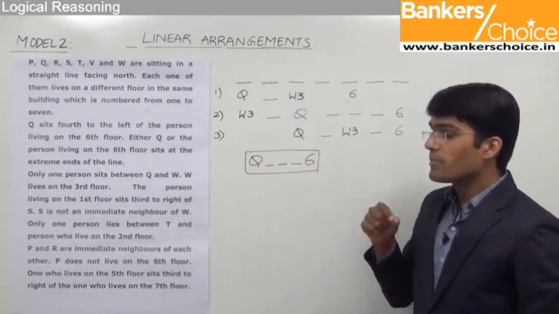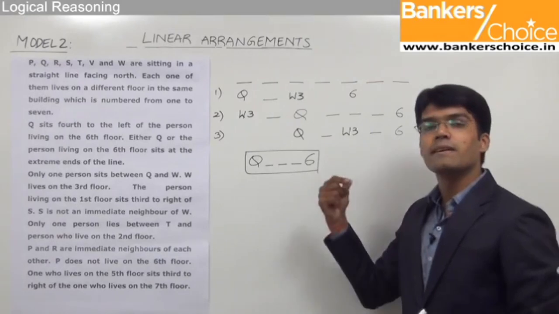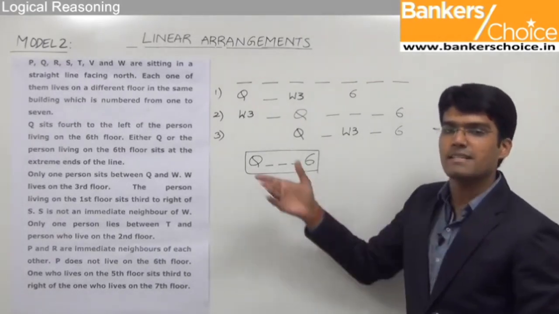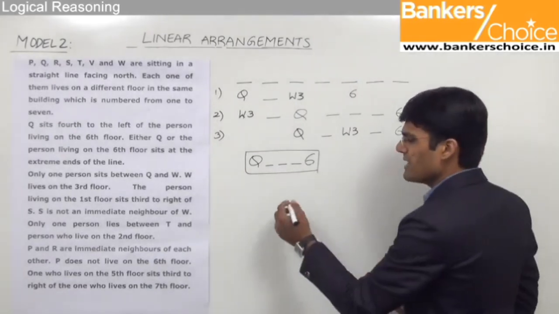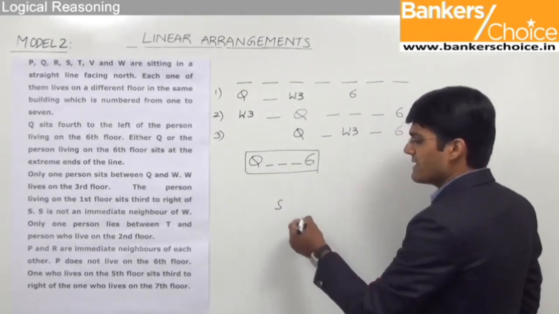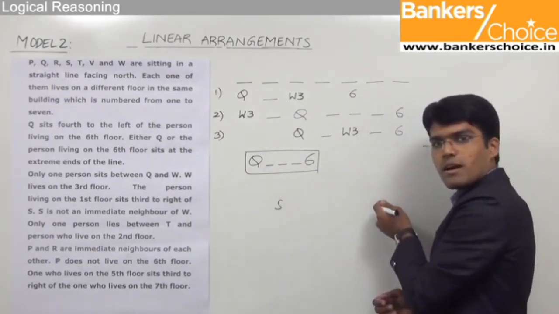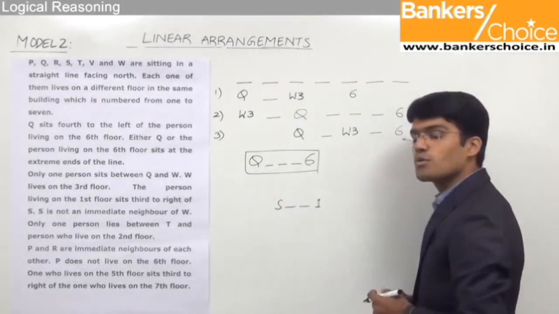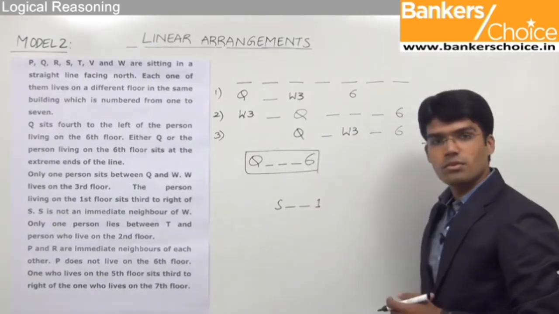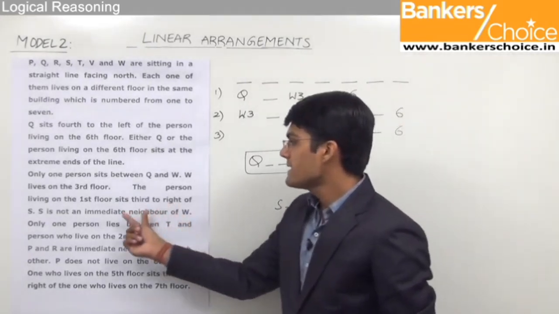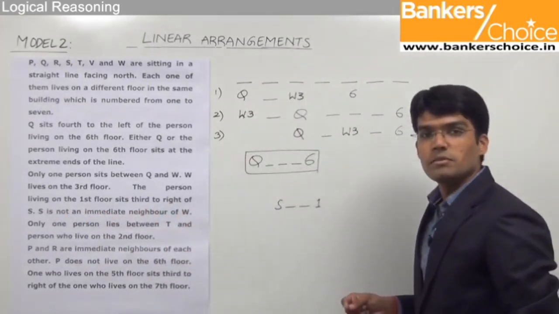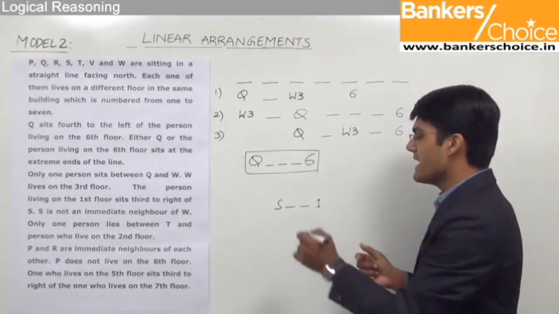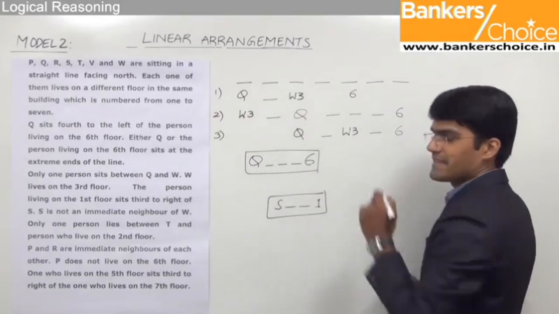So we know that the person who lives on 1st floor should be 3rd to the right of S. And right of S should be nothing but towards our right as the persons are facing north. So assuming that S takes this position, we can say that the person on 1st floor should be towards our right, that is right of S. So 1, 2 and 3rd position should be occupied by the person on 1st floor. And we also know that S is not an immediate neighbor of W. So keeping these 2 points in mind, let us try to fit this particular set in these three cases.